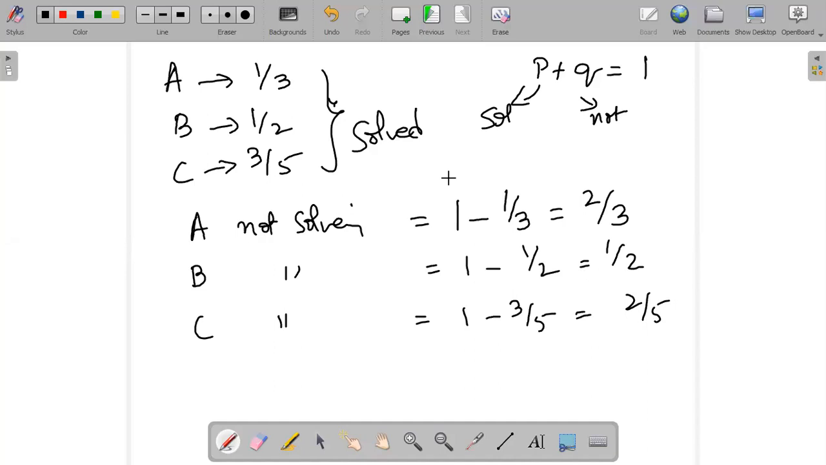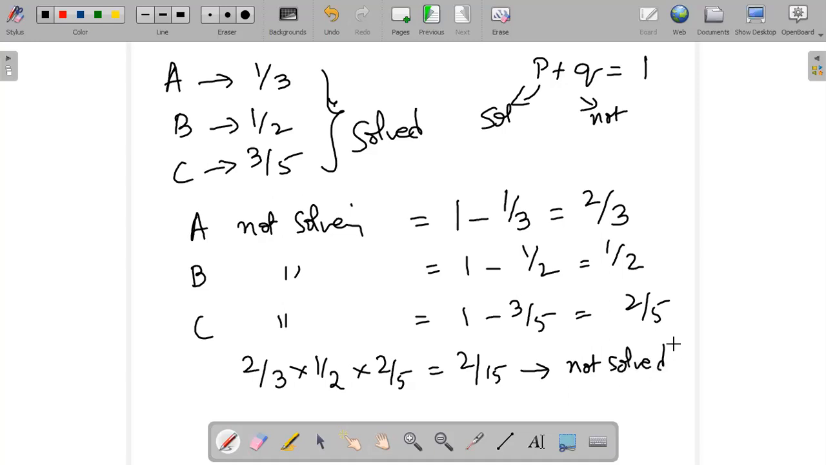Now the probability that the problem is not solved should be 2 by 3 multiplied by 1 by 2 multiplied by 2 by 5, which is equal to 2 by 15. So this whole thing is not solved.